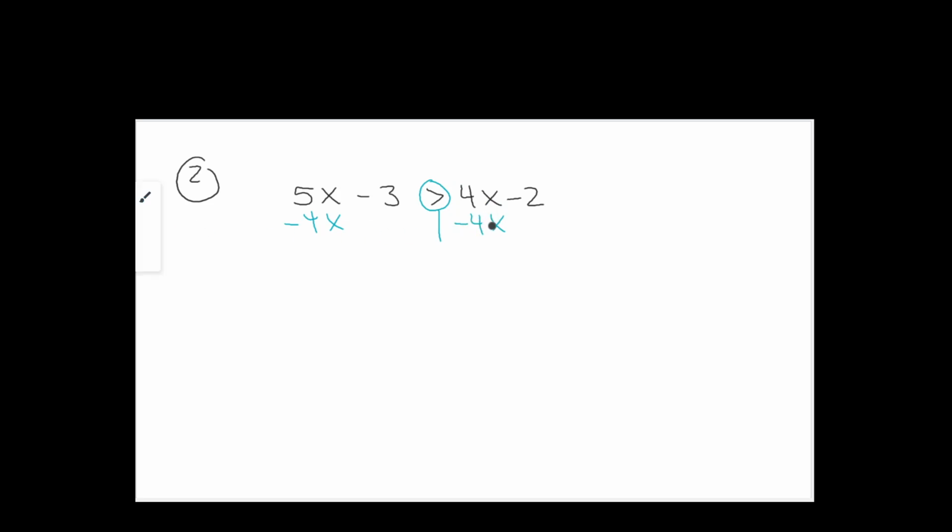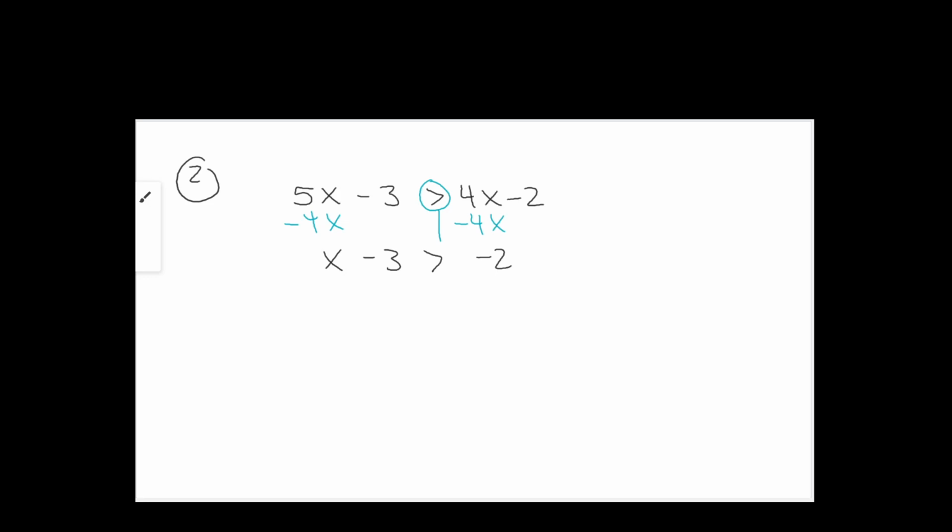What we do to one side of the inequality, we must do the same to the other side. 5x minus 4x is 1x. You still have this minus 3. The inequality does not need to change. And we still have a minus 2. Watch your sign, don't lose it, okay?